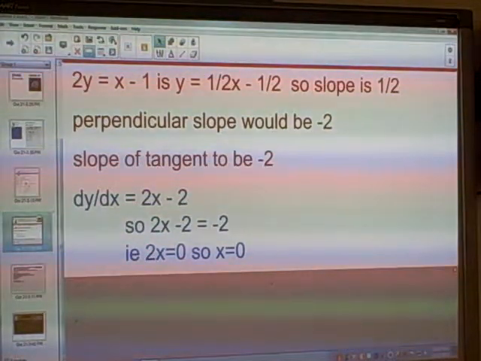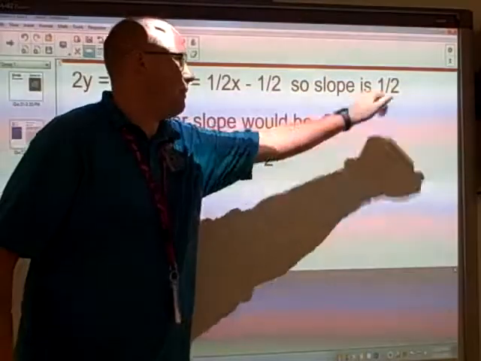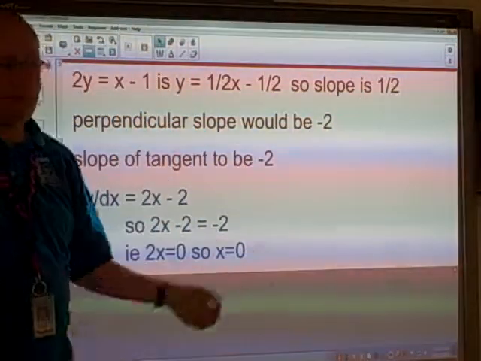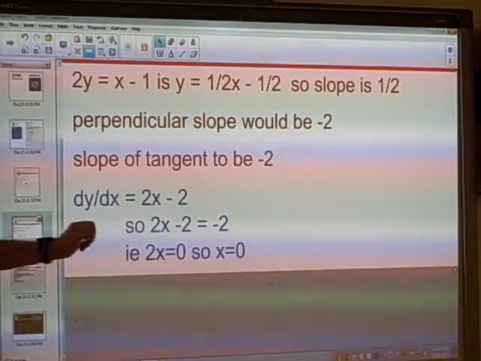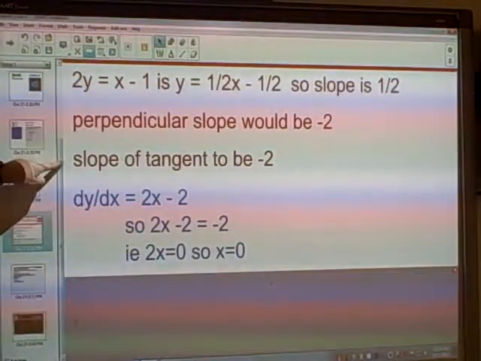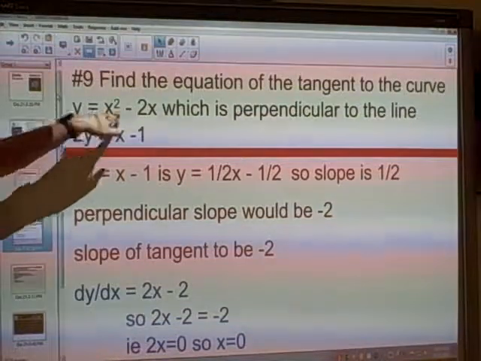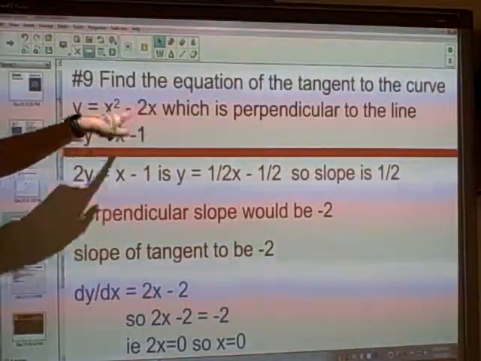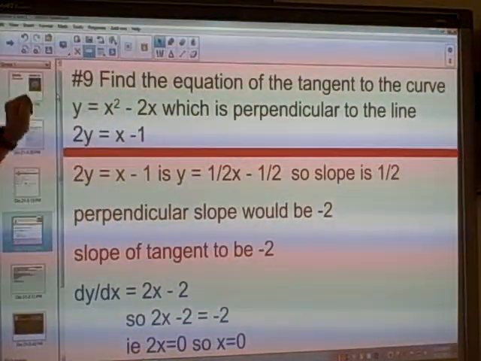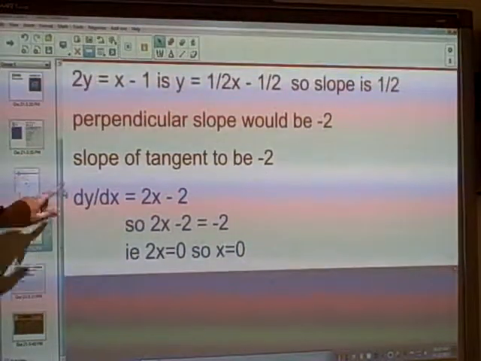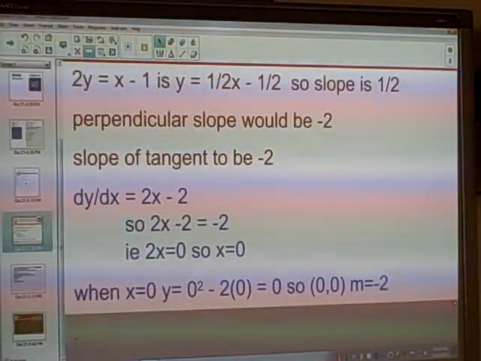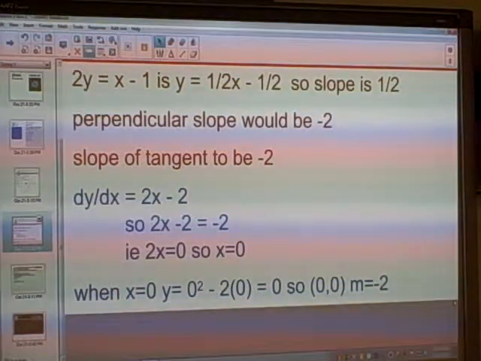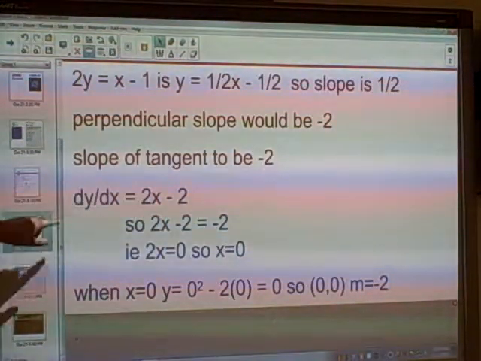Let's just summarize what we have. We have our slope, 1/2. We have an x coordinate, 0. All we need is the y coordinate, so we can use that point slope formula again. So we're going to substitute this back into our original equation, which was here. Y equals x squared minus 2x. So when you plug 0 in here, 0 squared minus 2 times 0 is also going to give you 0. So actually it goes through 0, 0. So it goes through 0, 0, has a slope of -2.